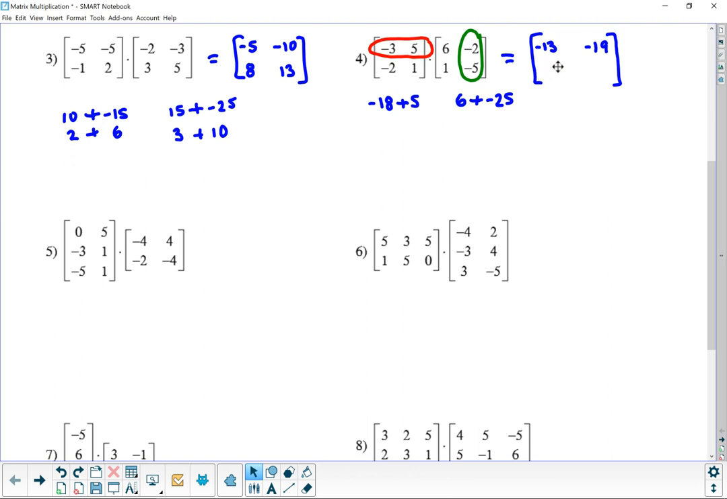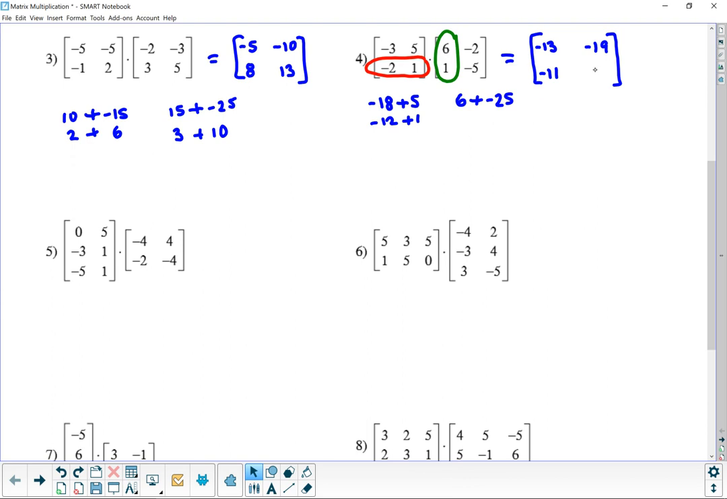Okay. I want this spot down here, which is in the second row. So I'm going to move to the second row. And it's in the first column. So I'm going to move to the first column. I'm going to be utilizing the numbers of -2 times 6 is -12. And 1 times 1 is 1. So my total is going to be -11.